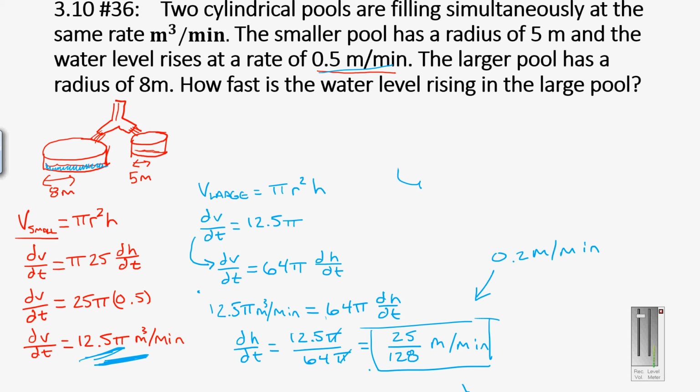So 3.10, number 36, what you really have to do is dabble with all the pieces. What's interesting here is we never actually took a derivative in this problem. We used the rate of change of the volume over here and the rate of change of the height, but we never actually had to take a derivative to solve this one. So that's a little bit interesting.